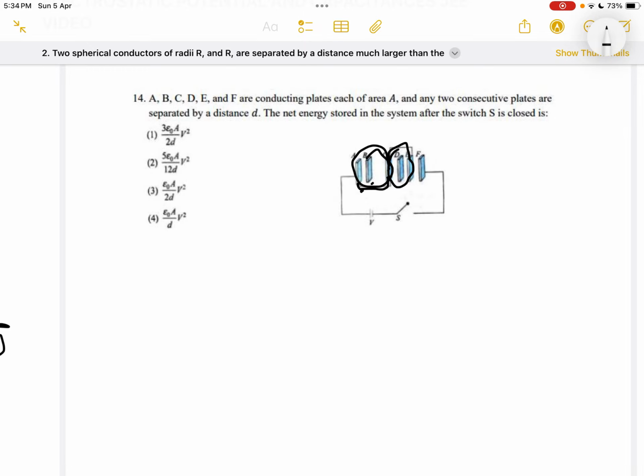When you close switch S, there is going to be a potential difference of V volt across E and F. You are supposed to find the potential energy of the system, which is half CV square. C is anyway epsilon naught A divided by D. The only capacitor that you have to take is the capacitance between E and F, because everything else doesn't even form a capacitor, because for formation of a capacitor you must have potential difference, and except for E and F there is no potential difference anywhere else.